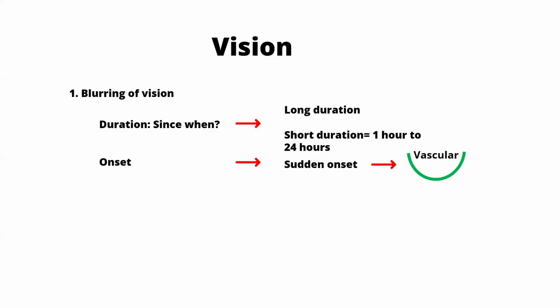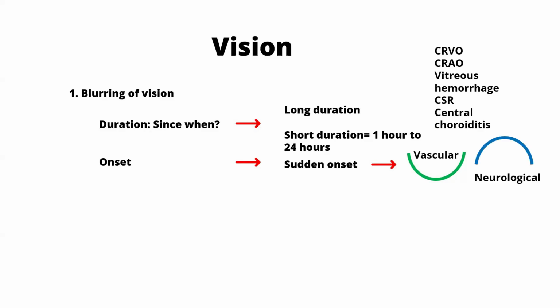If it is vascular, what are the causes? It could be a central retinal vein occlusion, central retinal artery occlusion, vitreous hemorrhage, central serous retinopathy, central choroiditis. If it is neurological, it could either be optic neuritis or retinal detachment.